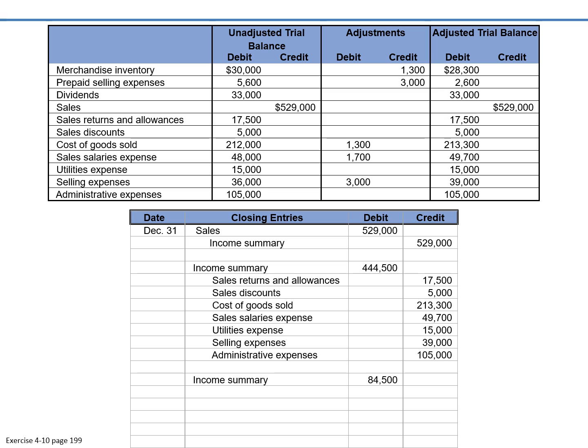Oh, I'm sorry, back up a minute. So then we close our income summary account of $84,500, which is the difference between the $529,000 and the $444,500. And the other side of that gets posted to retained earnings. Then you close your dividends into your retained earnings as well. So we need a credit to dividends and a debit to retained earnings. And then we're finished.